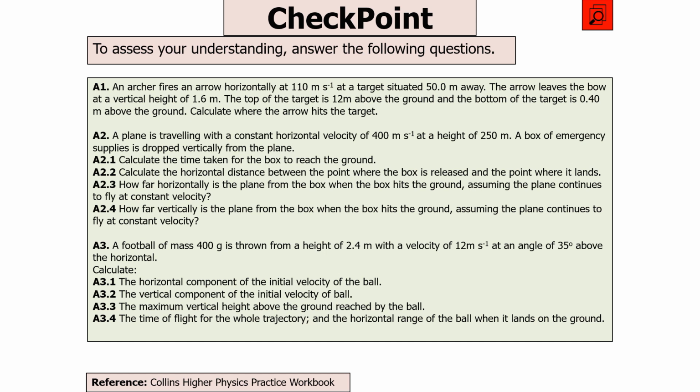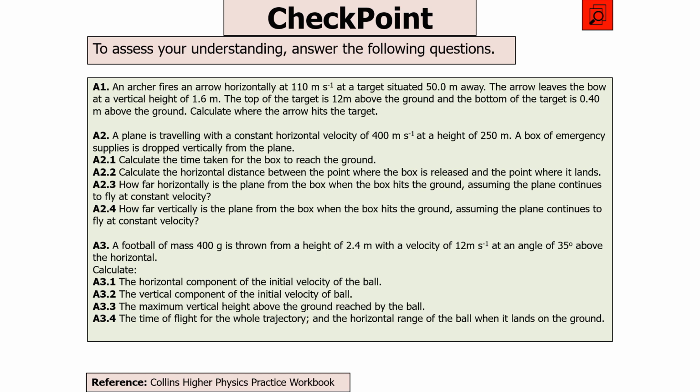Then a plane is flying with a constant horizontal velocity of 400 meters per second at a height of 250 meters. A box of emergency supplies is dropped vertically from the plane. Calculate the time taken for the box to reach the ground, and the horizontal distance between the point where the box is released and the point where it lands. How far horizontally is the plane from the box when the box hits the ground, assuming the plane continues to fly at a constant velocity? How far vertically is the plane from the box when the box hits the ground, assuming the plane continues to fly at a constant velocity?